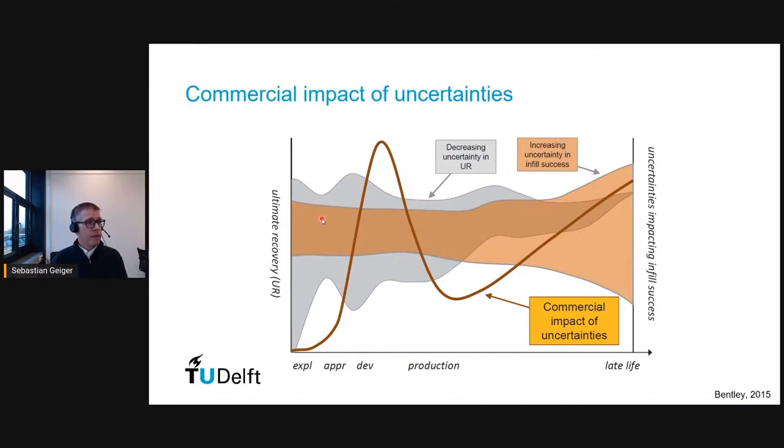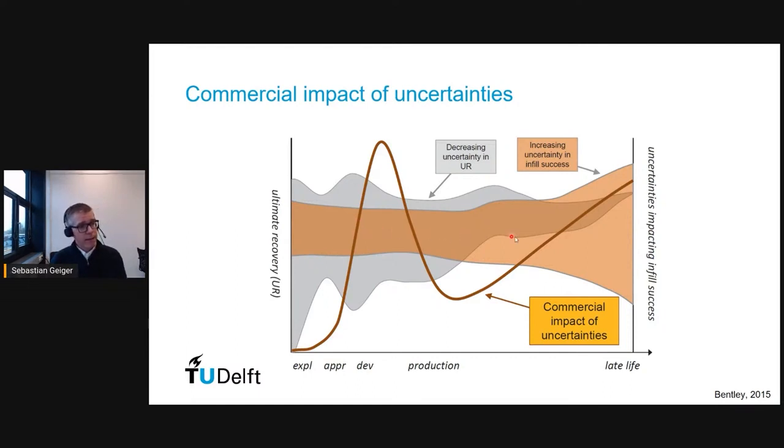On the flip side, if you think about uncertainty of drilling future infill wells into our reservoir, this uncertainty is quite low at the exploration, appraisal, and development phases because we have a plan of what we may want to do, but we're not drilling infill wells early in the field life.